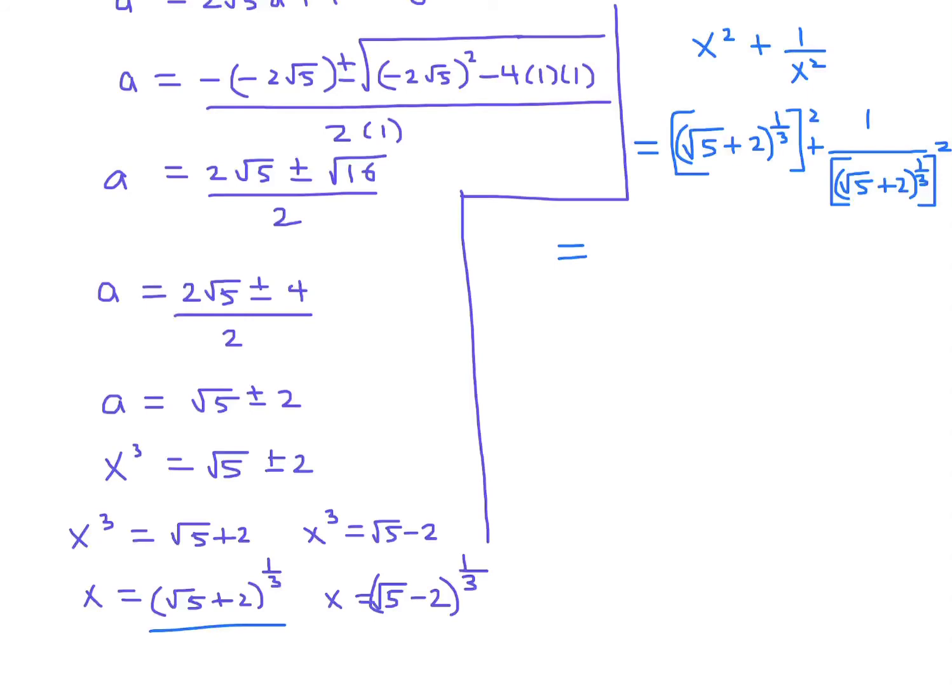And if you do, you'll get a value of 3. Yeah, try it. Take out your calculator. At this point, it's just numbers. There are no variables anymore. And in a very similar way, if you use x equals the cube root of root 5 minus 2, you will also get an answer of 3. So that expression is equal to 3.